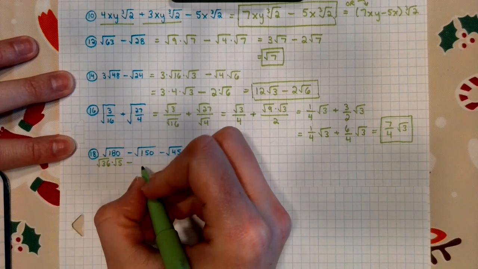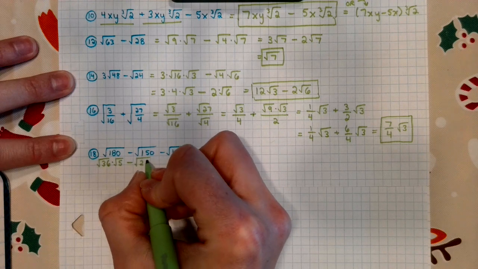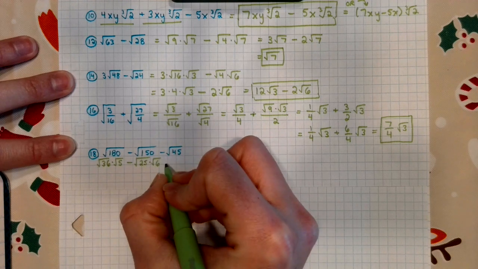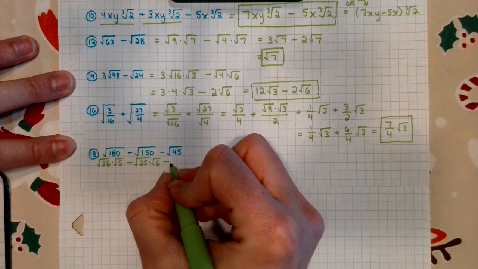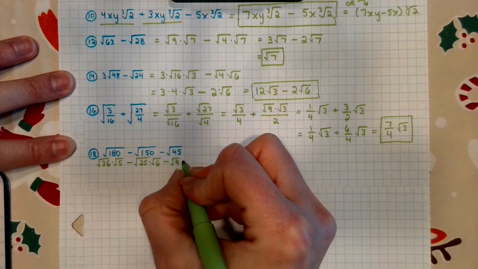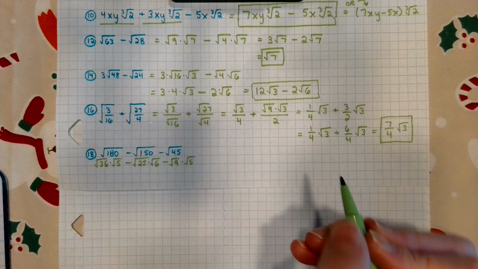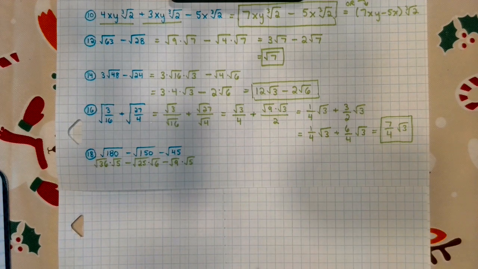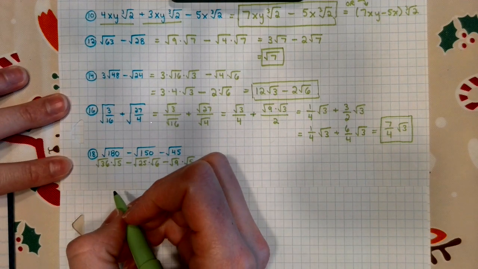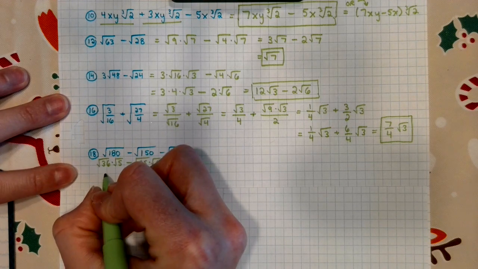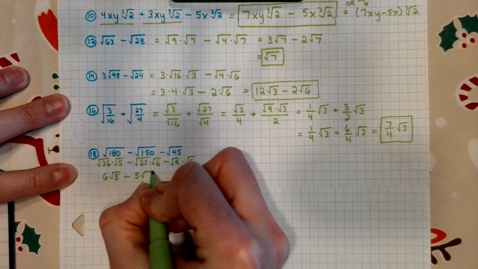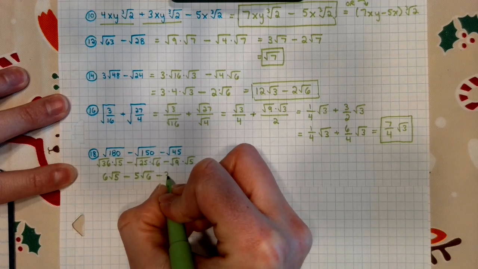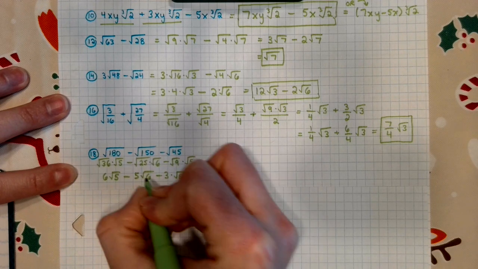minus, then we have 150, which we're going to break apart into the square root of 25 times the square root of 6 minus, and then the square root of 45, we're going to rewrite that as the square root of 9 times the square root of 5. And so now that we have a perfect square for each of these, we can actually evaluate that. The square root of 36 is 6, so we'd have 6 times the square root of 5 minus 5 times the square root of 6 minus 3 times the square root of 5.